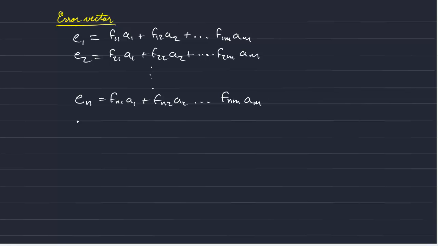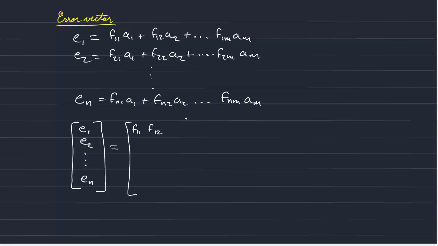And we can write this in vector form as a vector equation or matrix equation. So our left-hand side is our error vector. Again, we have n errors, one for each measured point of x and each value of y. And the f's become a matrix, again, of these different functions evaluated at these different locations.